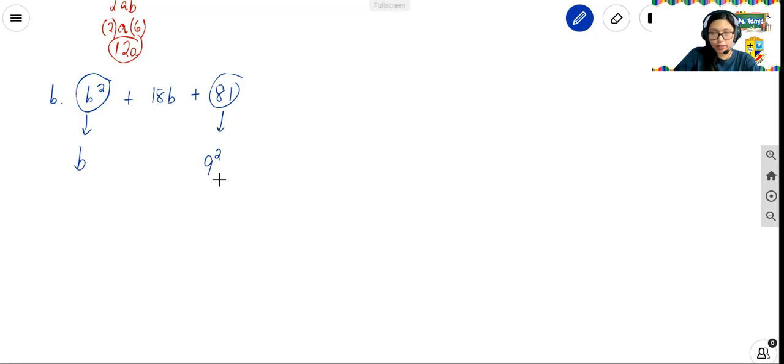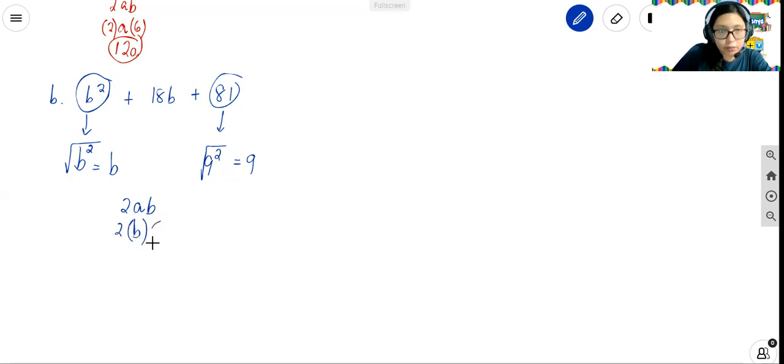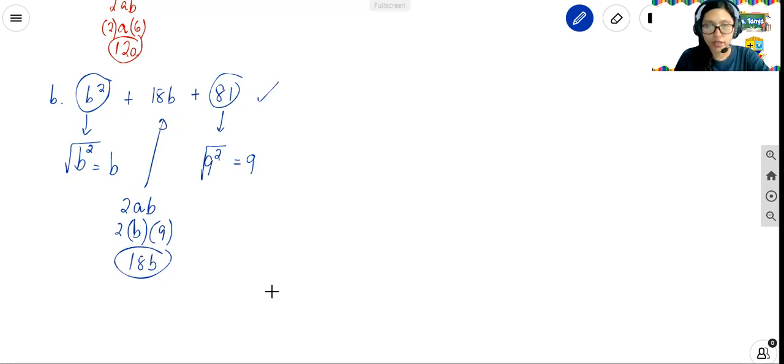That is 9 squared, and the square root of 81 is 9, just to show you that it is indeed a perfect square. So let's check the middle term. It should be 2ab: 2 times the first term b, times the second term 9. So we will have 18b. And this one is the same as this. So this is a perfect square trinomial.